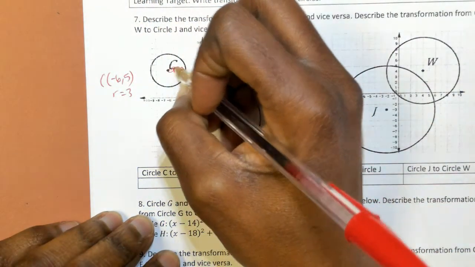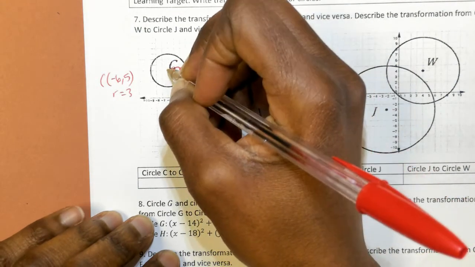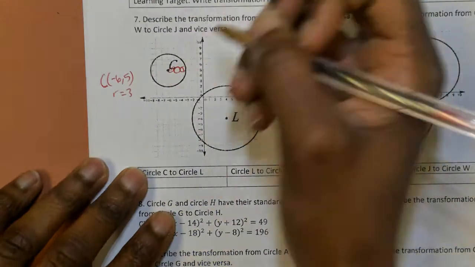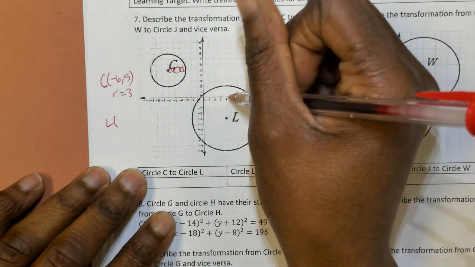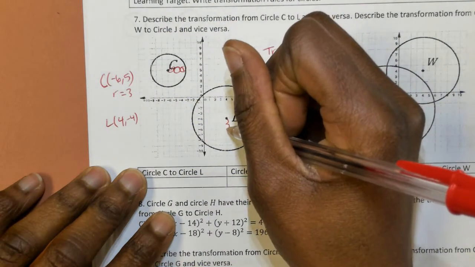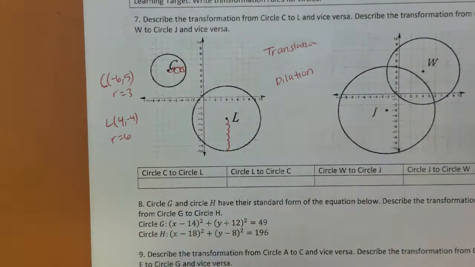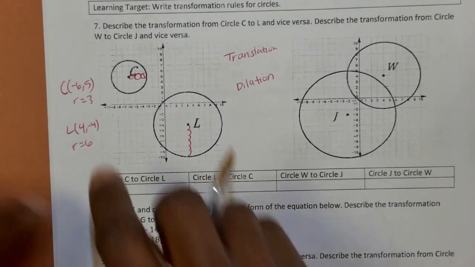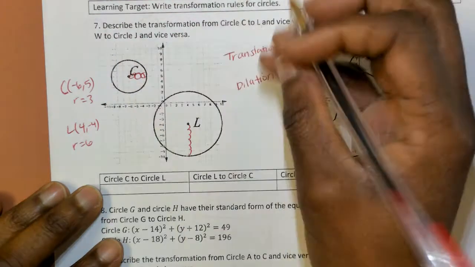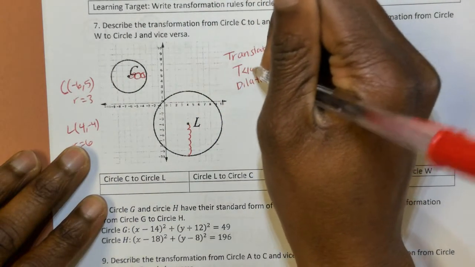Okay, that's 3 units over. Or you can count to the left or up, any way from the center to the side or the vertical height. Okay, and then L is 4, -4. And the radius for that would be 6. Okay, so the translation, in order for -6, that's the x-coordinate for the center, to land on 4, I'd have to go to the right 10 units. So the difference between these is 10 units. So I'm translating it 10 units to the right.